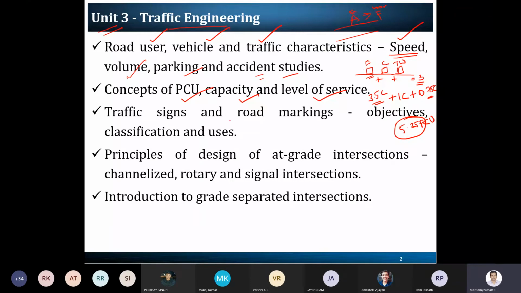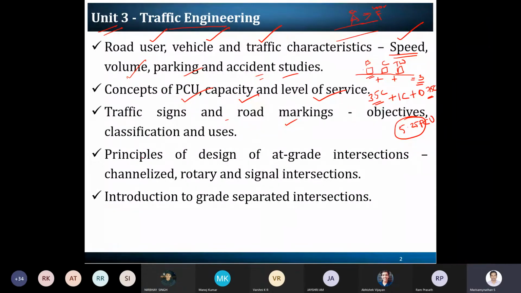Then the third one, traffic signs and road marking. Why do we need the signboard and what categories are there? What are the applications of the road marking? What types of road markings are there? If I'm not wrong, in the first year, as a part of Introduction to Civil Engineering, we covered this concept at the micro level, the traffic signs as well as the road marking. The same thing we are going to refresh once again in your third unit of T1.